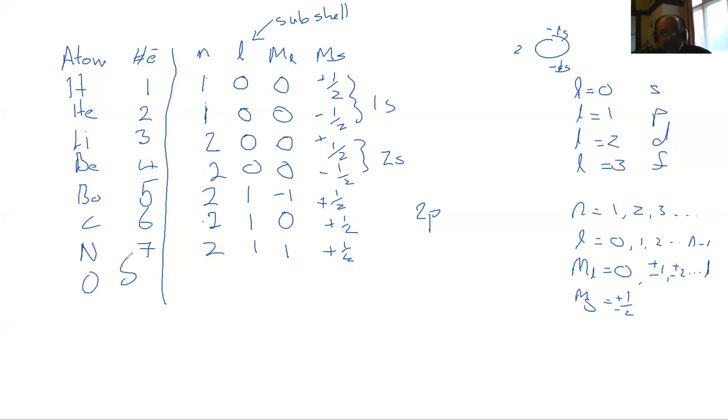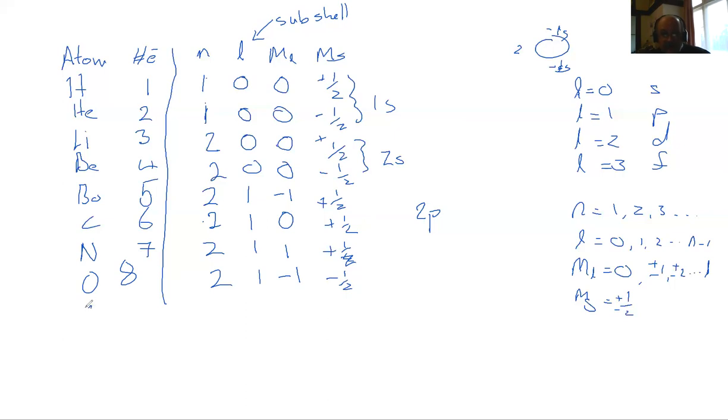Then we get to oxygen. Now we've run through all the possible options that ml can have, but we haven't run through all the options the spin can have. So this is going to be 2, 1, negative 1. Let's make sure we don't violate Pauli. It's going to be negative a half.